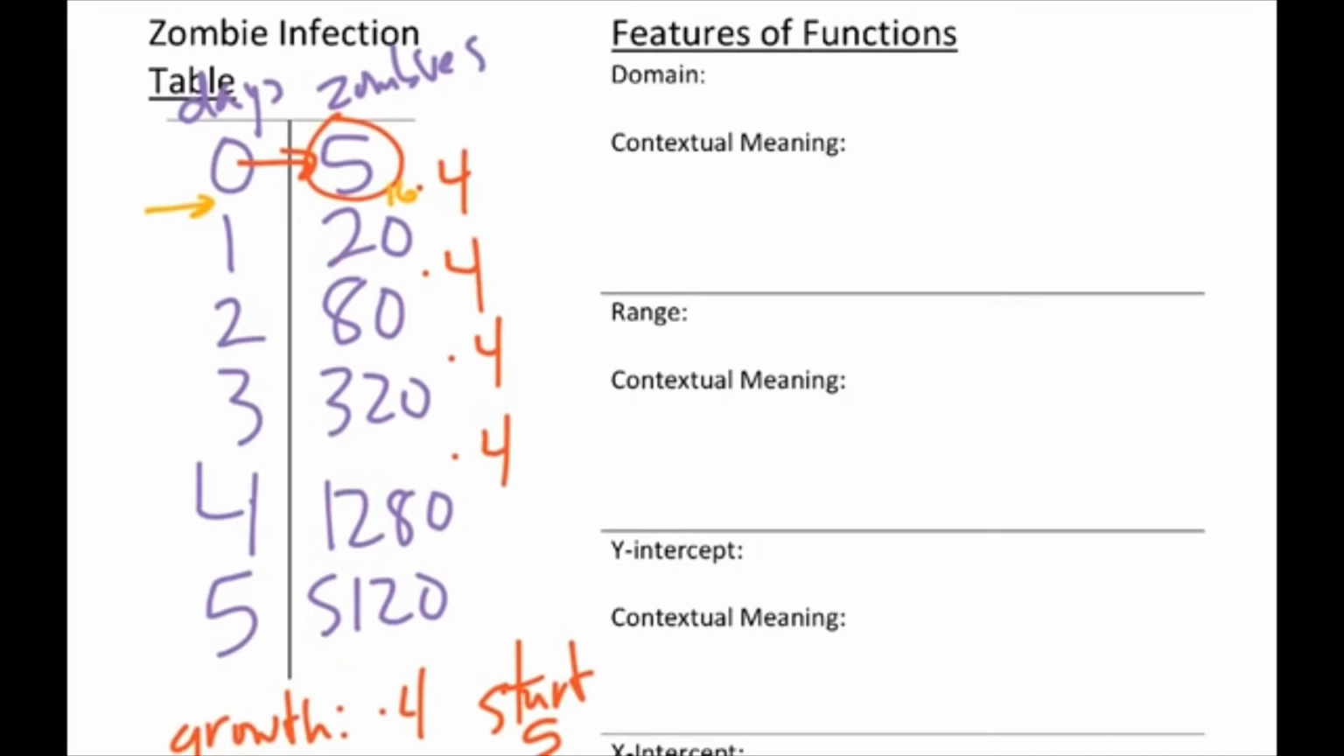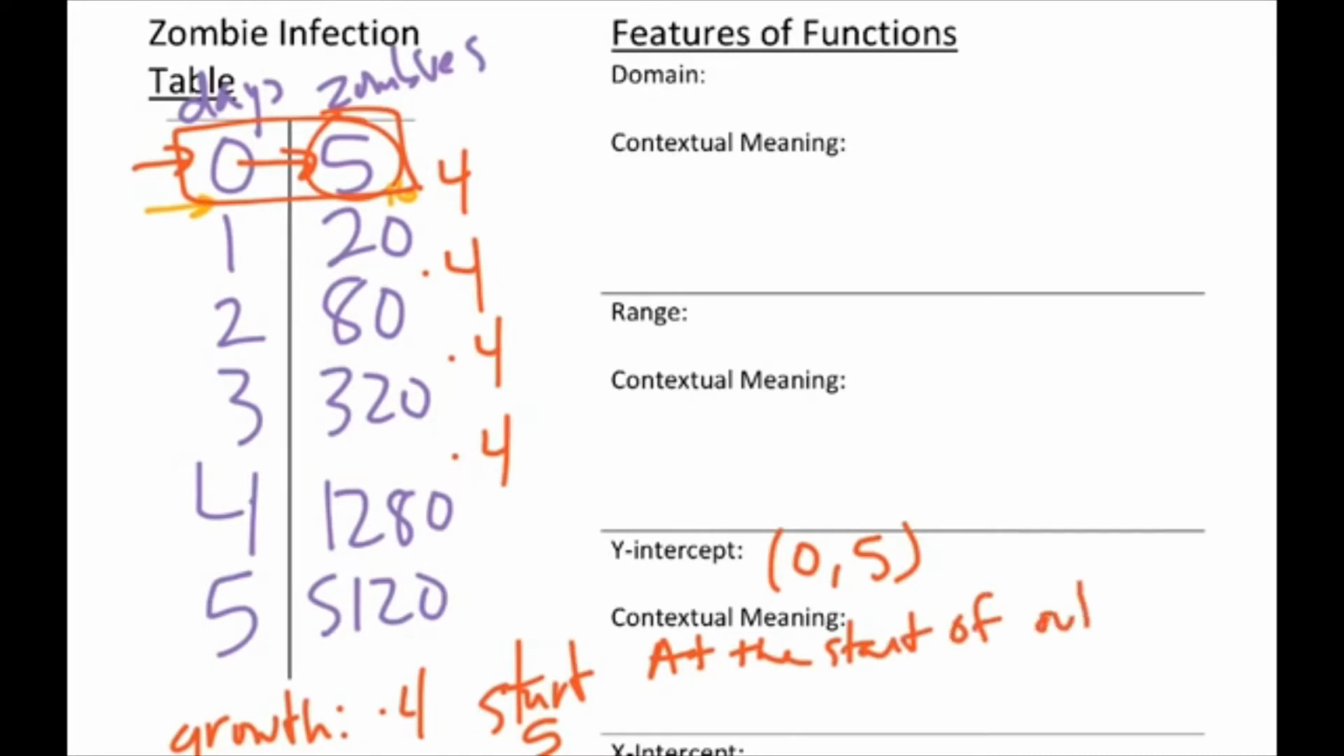I suppose we could do the y-intercept, because from the table I should be able to see that my y-intercept is 0, 5. And what does that mean? That means at the start, at 0 days, there are 5 zombies. So at the start of the outbreak, the city had 5 zombies.